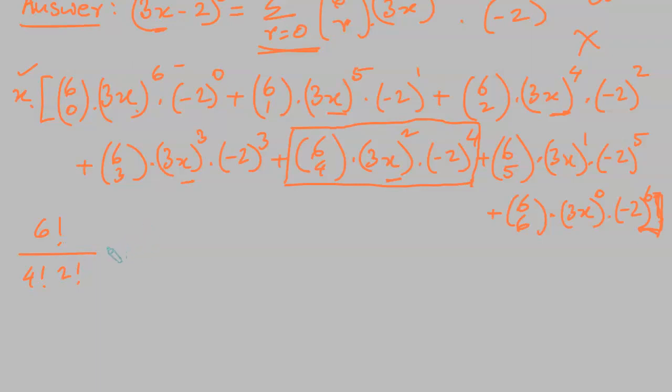Okay, so, and this is 3x whole square is 9x square times negative 2 raised to the power of 4 is 16, and this is getting multiplied with x. And this is 6, this can be written as 6 times 5 times 4 factorial. And why am I doing this, and how should I be getting the value of this part? If you watch the first video on the binomial theorem chapter, that is, you will be getting the first video from the playlist, you will be having all these things included in the very first video.